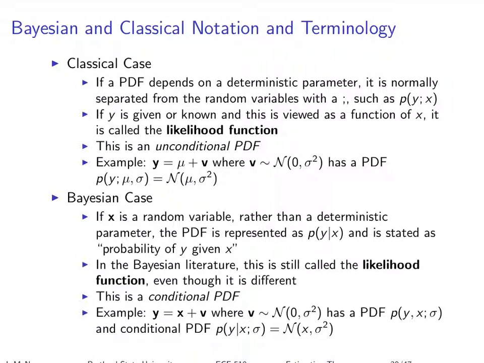But the main point I was trying to get across in this slide is that we're dealing with something different when we talk about this conditional probability. But in the Bayesian literature, it has the same name. This is still called the likelihood function, even though it's really a conditional probability, the probability of y given x. And I'm going to use that term because it's convenient and because it's used in the literature. So I'm going to call this the likelihood, even though it really is this conditional probability, and it's related to but different than the likelihood function in the classical case.